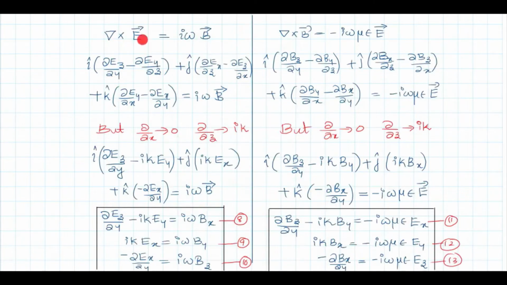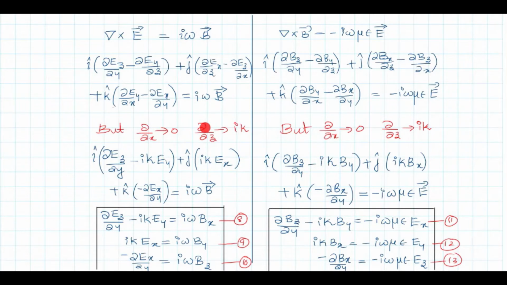Now consider Maxwell's curl equations: del cross E equals i omega B, and del cross B equals minus i omega mu epsilon E. What is del cross E? The curl is i cap into (dou Ez by dou y minus dou Ey by dou z) plus j cap into (dou Ex by dou z minus dou Ez by dou x) plus k cap into (dou Ey by dou x minus dou Ex by dou y). This is del cross E. The right hand side is i omega into vector B.